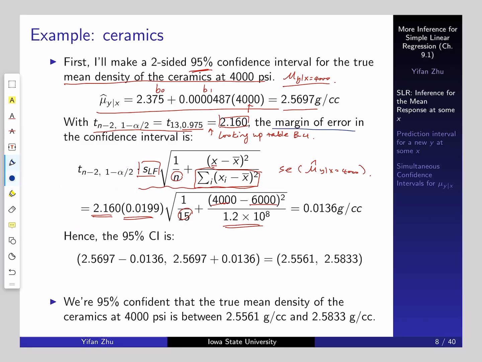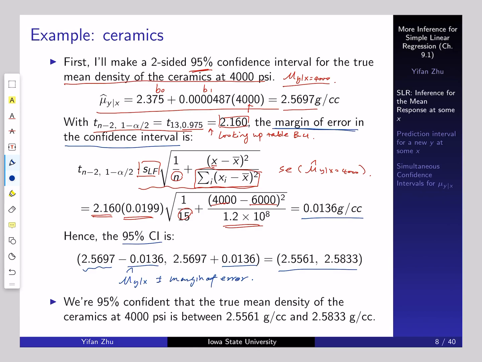The whole thing has a name. It is called the margin of error for this confidence interval. So the margin of error is 0.0136. Hence, the 95% confidence interval is just the estimator plus or minus the margin of error, so minus 0.0136 and plus 0.0136. And the 95% two-sided confidence interval is therefore 2.5561 to 2.5833.